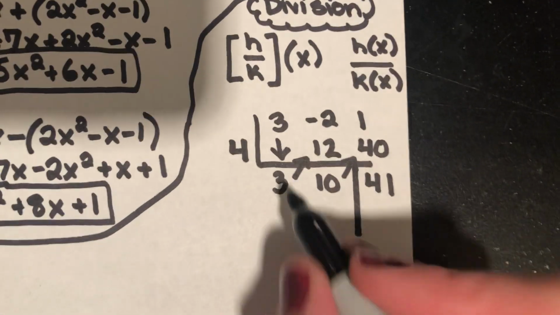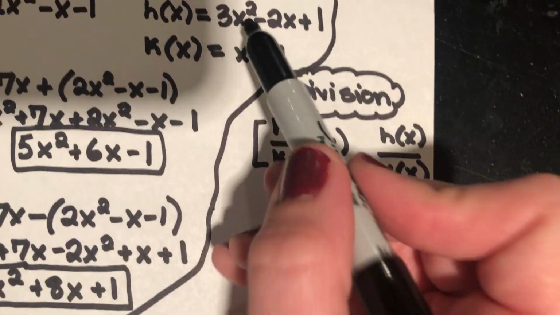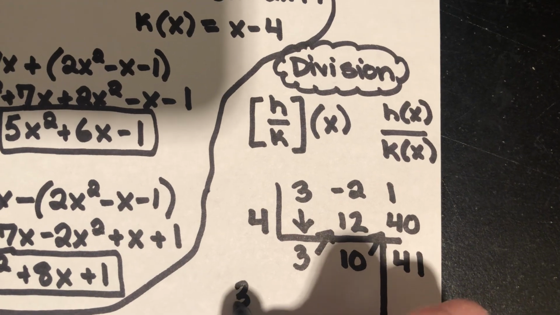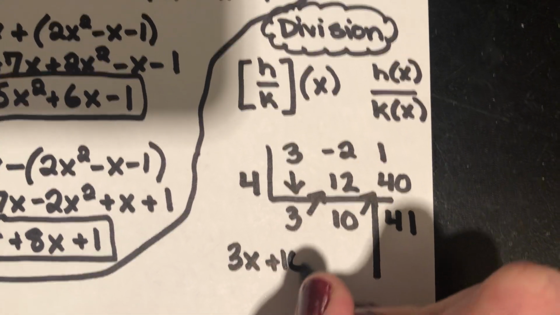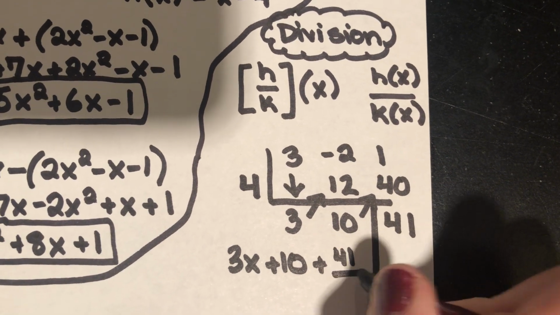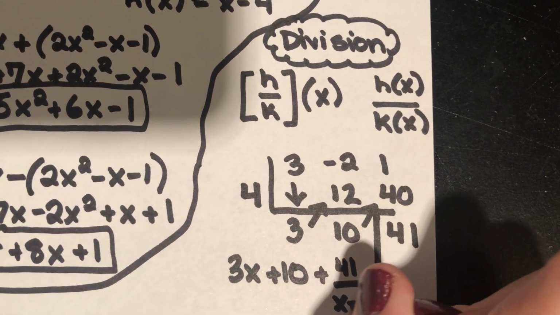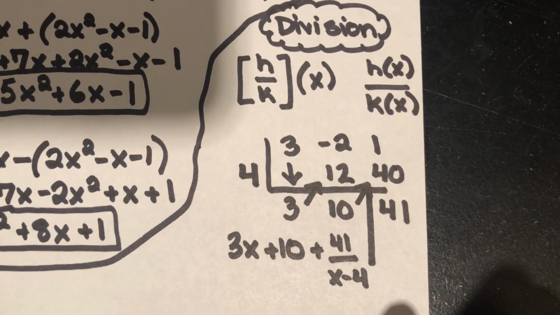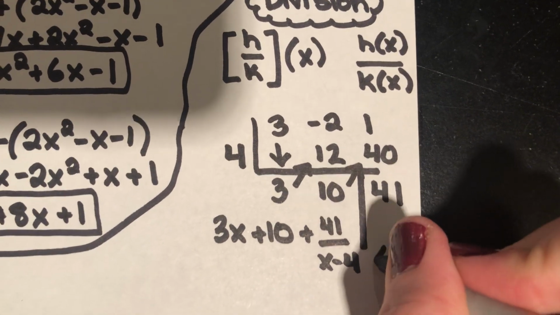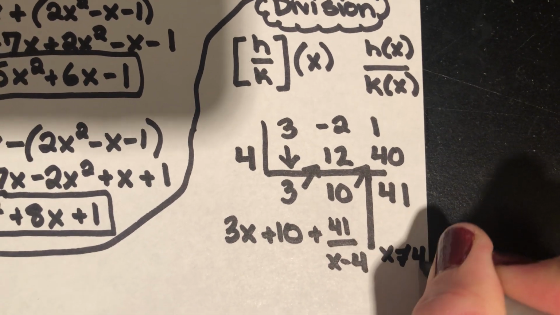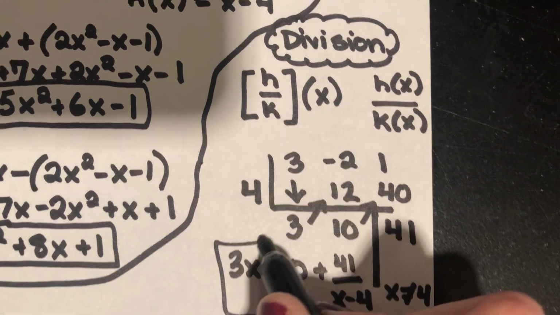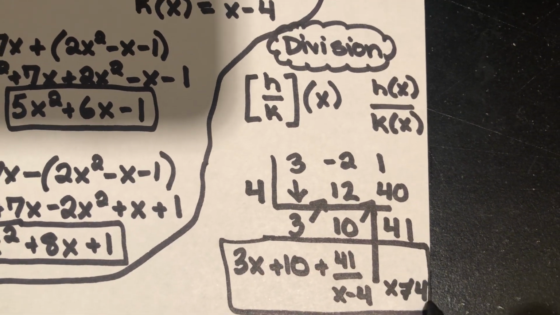Remainder's right there. We started with an x squared, so we start with 1 less than what we started with. Our answer is 3x plus 10 plus, we have a remainder of 41 over x minus 4. I also want to note that here, because it's a rational expression, x cannot equal 4 because we cannot have 0 in the denominator. Thus, this is our answer right there.